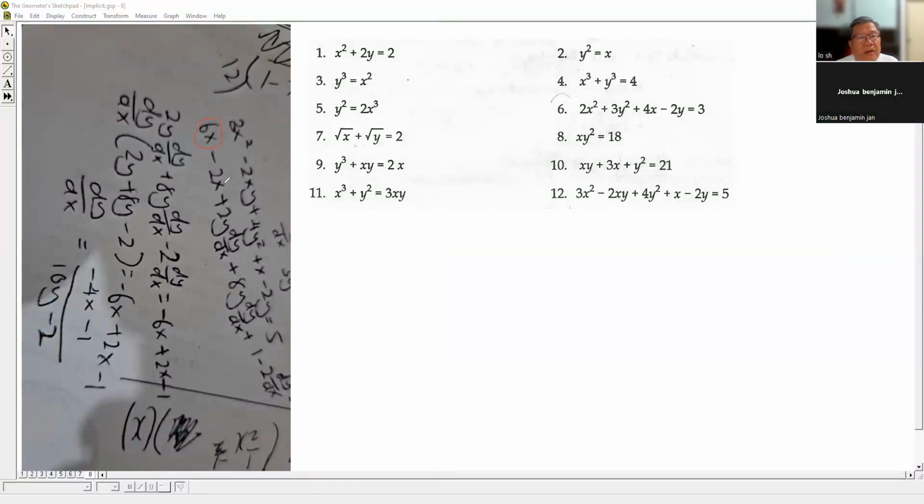2xy. This part, when you differentiate, you keep the 2x, is it? Then if you differentiate the y, there should be a dy dx here. When you differentiate the x, then there should only be 2y left. Okay, there should only be 2y left.